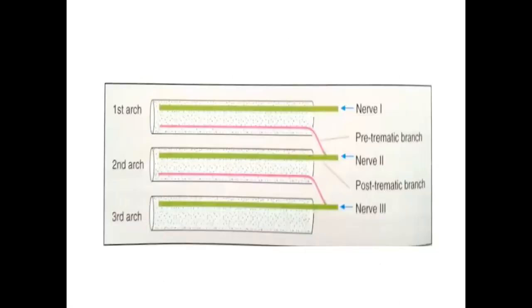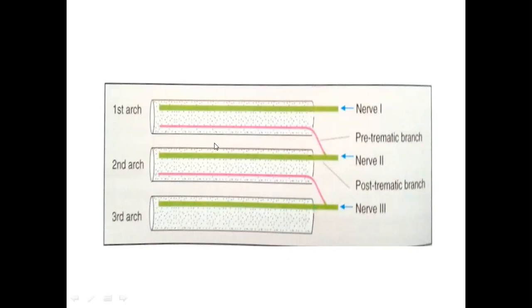For a diagrammatic explanation, you can see this is the first pharyngeal arch, this is the second pharyngeal arch, and this is the third one. This green structure is a post-trematic nerve, the main nerve of that particular arch. While this is a pre-trematic nerve, this is the succeeding arch. The main nerve of that second arch is the post-trematic nerve for the second arch, but one branch comes from it and supplies this arch also, structures derived from it, which we call the pre-trematic branch or pre-trematic nerve.